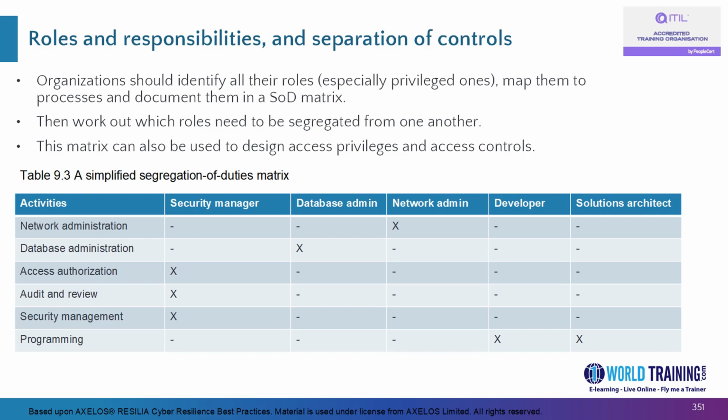We have activities such as network administration, database admin, access authorization, audit and review, security management, and programming. And we can see in each row or each entry, for example, if you take network admin, then network admin is the only role that should be allowed. If you take database admin, then only database admin should be allowed. And similarly, we have access authorization, then it should be done only by the security manager. Audit and review should be allowed only by the security manager. Security management should be allowed only by the security manager and not the others.